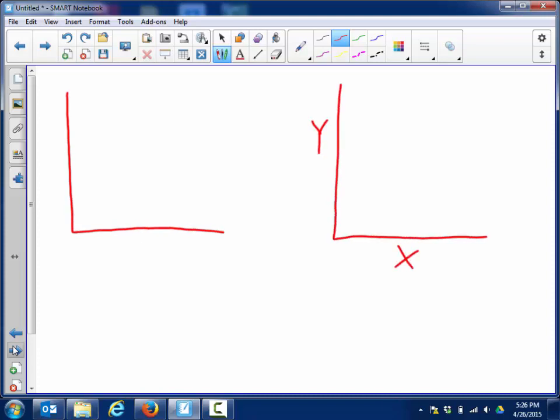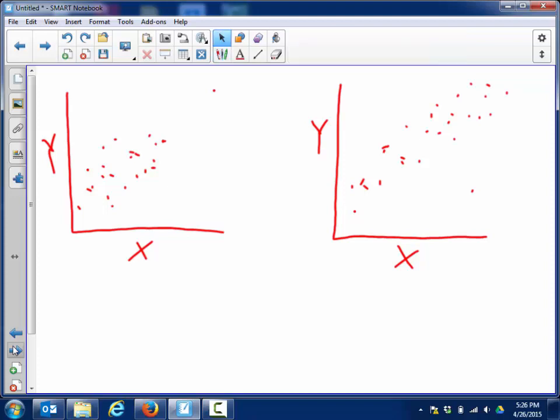Last slide that we'll talk about here real quick. We'll talk about high leverage and high influence points. I'm going to draw two scatter plots. Let's say X and Y are here and here. My first data set is something like that. My second data set is something like that, okay?